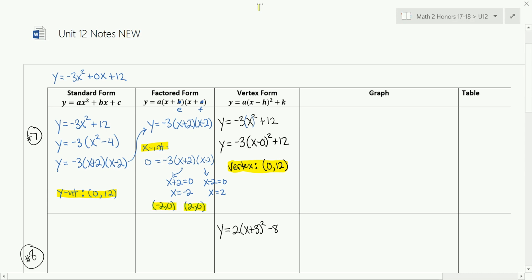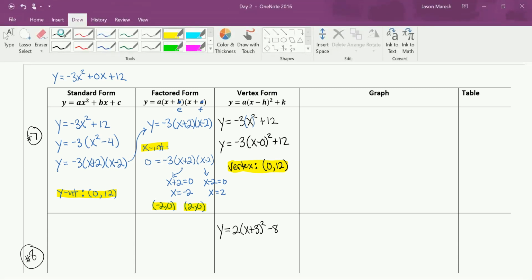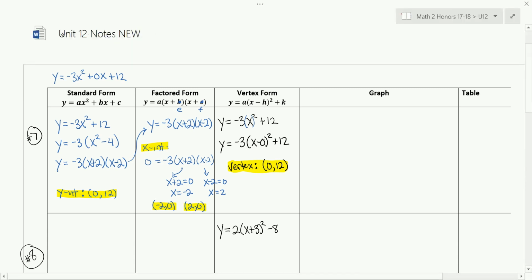Don't worry about what? Yeah, the 3, you can't plug x into 3, right? And so it doesn't have an effect on the x-intercepts. So you ignore that. You only work with the factors that have variables in them. Okay.